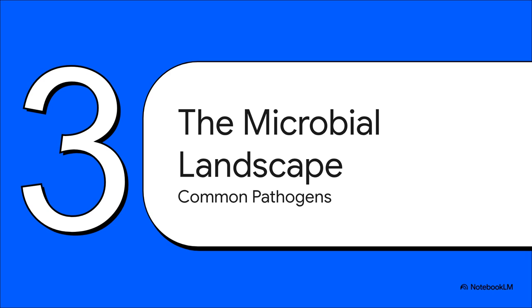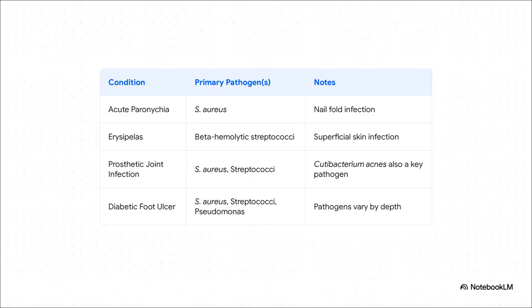What are we expecting to find? Let's take a look at the usual suspects in this microbial lineup. As you can see here, the microbial world we're dealing with is pretty diverse. Of course, you have the big one, Staphylococcus aureus. This guy is a major player across the board, from simple skin infections all the way to nasty prosthetic joint infections. Then you've got your beta hemolytic strep, which is the classic cause of erysipelas.